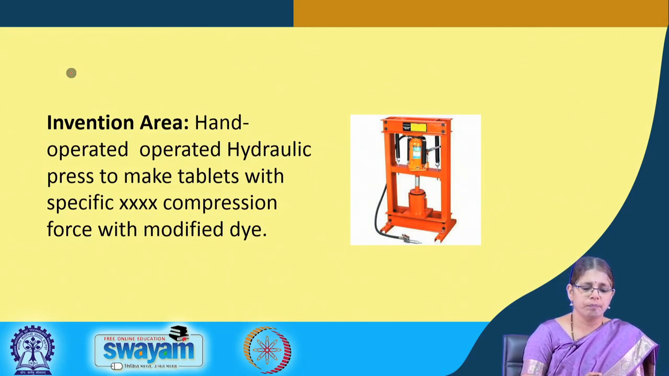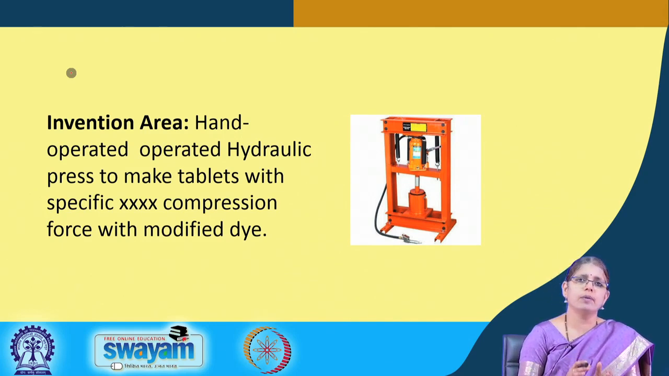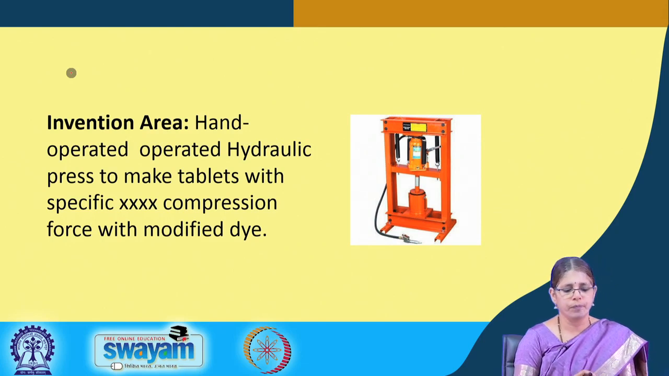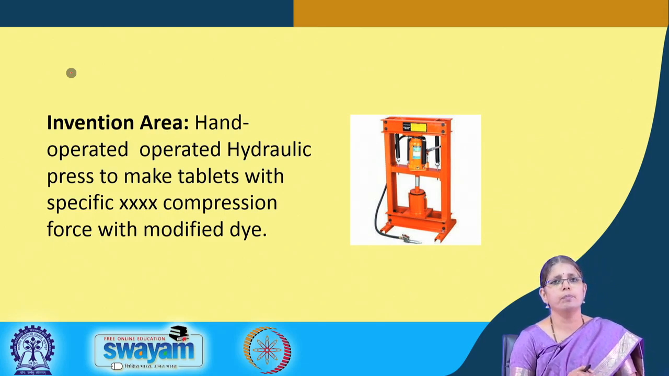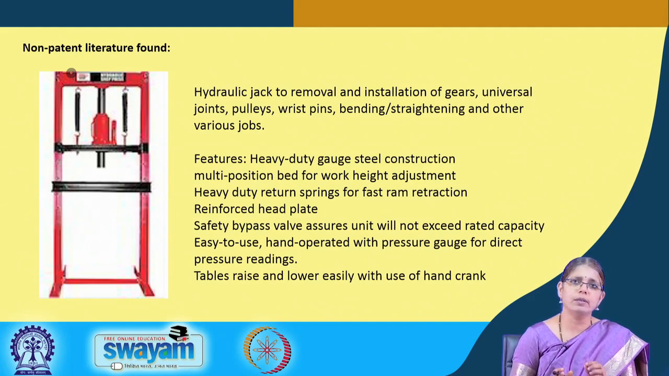Another example is the area of hydraulic press, which is used to make tablets, and this is a hand operated one, and in this case the inventor has come up with a specific compression with respect to this particular device. And let us imagine it is achieving a specific X type of compression. So, here we are looking at hydraulic press, compression mechanism, and that specific compression. So, when we are looking at a prior art, we have to look at that specific compression, whether it can be achieved using this system.